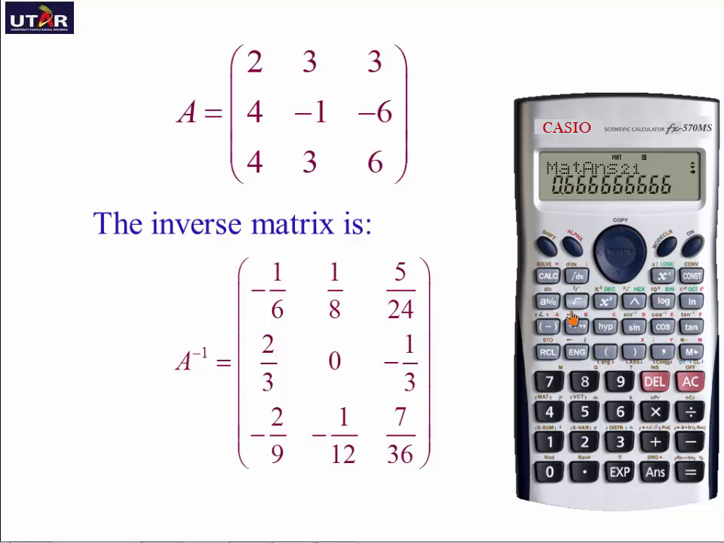Row 2, column 1, it is 2 over 3. Row 2, column 2 is 0, correct. Row 2, column 3, it is negative 1 over 3. Row 3, column 1 is negative 2 over 9. Row 3, column 2 is negative 1 over 12. Row 3, column 3 is 7 over 36. Yes, we are done right. Alright, give yourself a pat on the shoulders. You have done well so far.